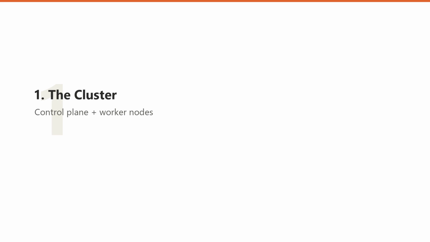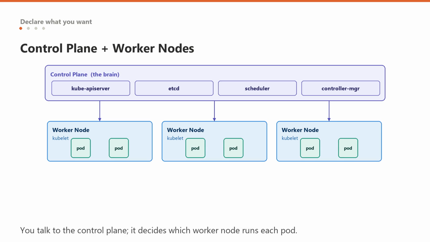Concept 1. The cluster. Kubernetes runs as a cluster, a set of machines working as one. There are two kinds of machines. The control plane is the brain. It holds the desired state and makes all the decisions.